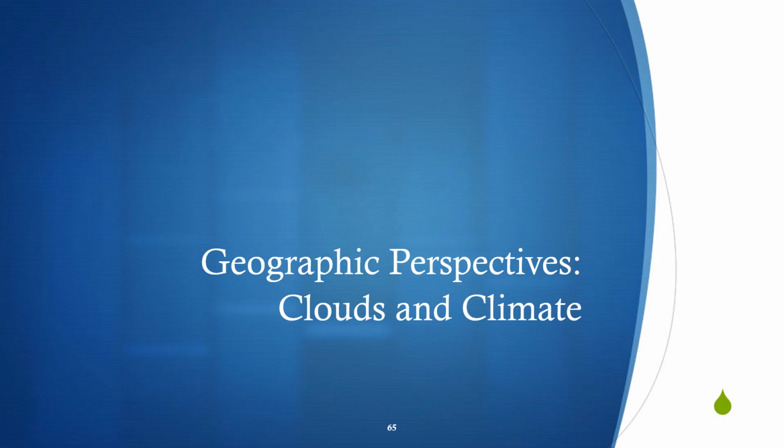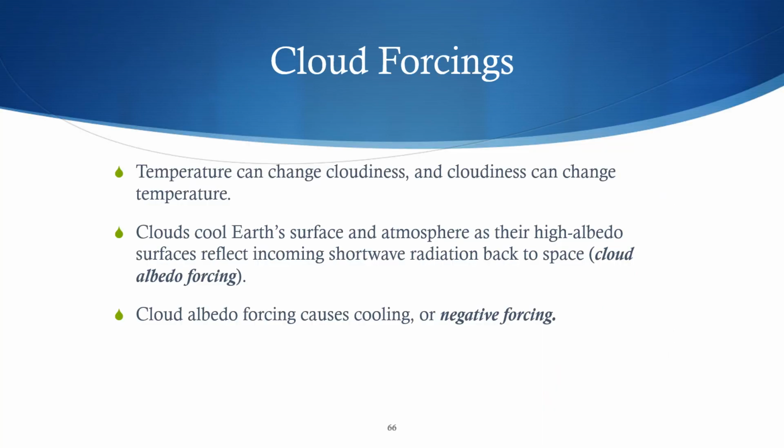So that was it for our quick look at the different cloud types. Now we're going to move on to how clouds affect the larger climate. Clouds can affect the larger scale climate through what we call cloud forcings. And it's kind of a two-way street here. Temperature can change the amount of cloudiness, but cloudiness can also change the temperature.